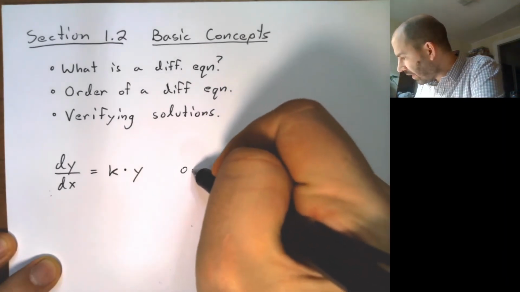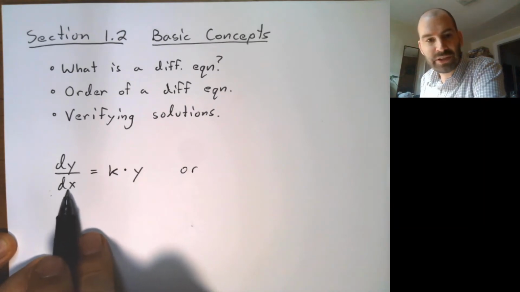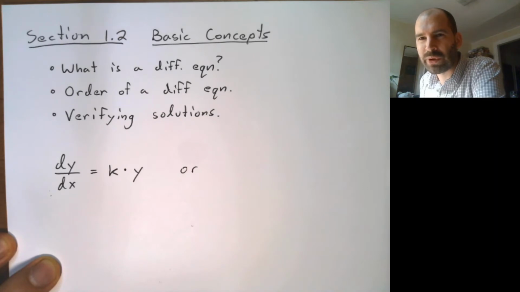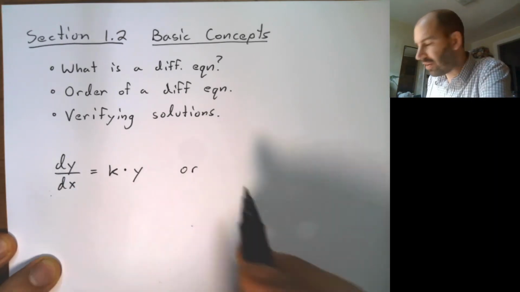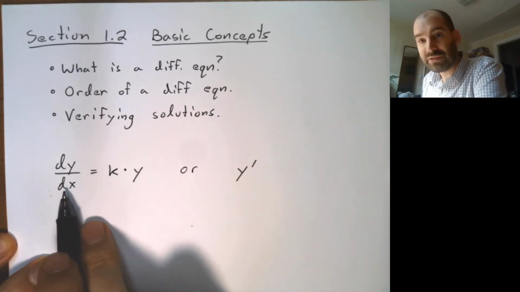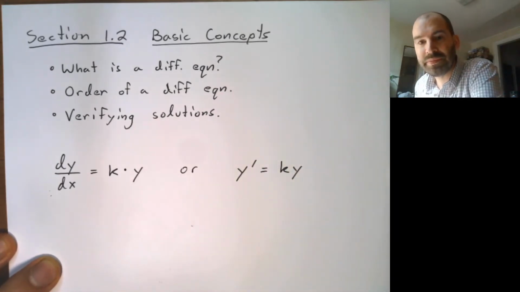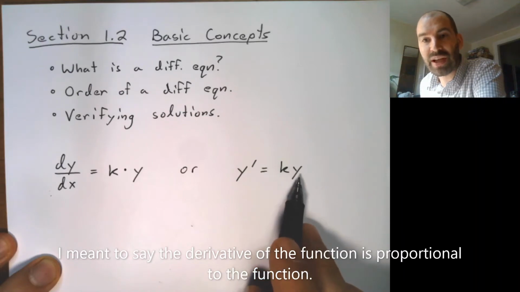Or another way to write this would be, instead of using this notation, which is called Leibniz notation, we could use the prime notation, which is usually what we're going to use because it's a lot easier to write down primes than Leibniz notation a lot of times. So the other way to write this would be y prime in place of dy dx equals k times y. And so what we're saying is that the derivative of the function is proportional to itself.